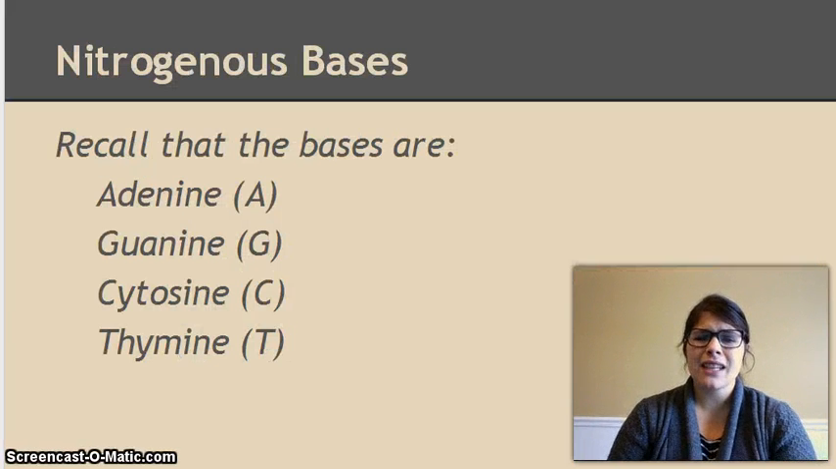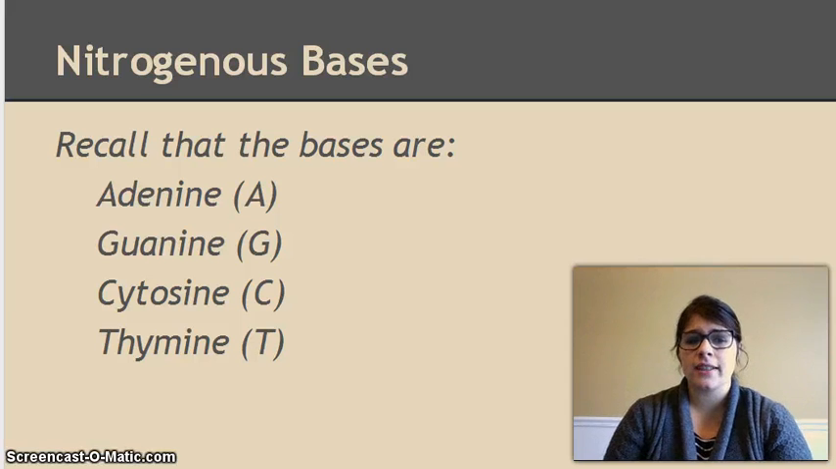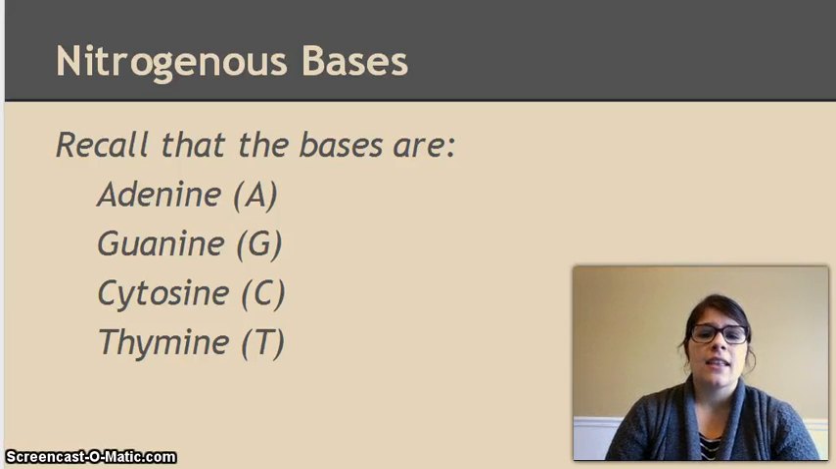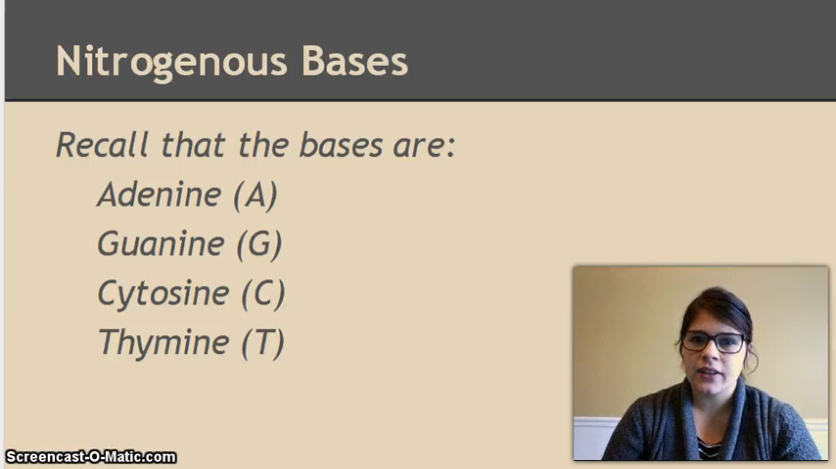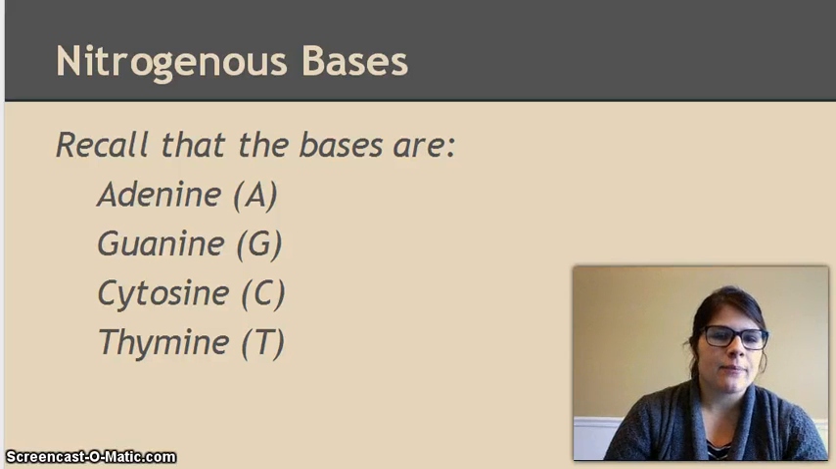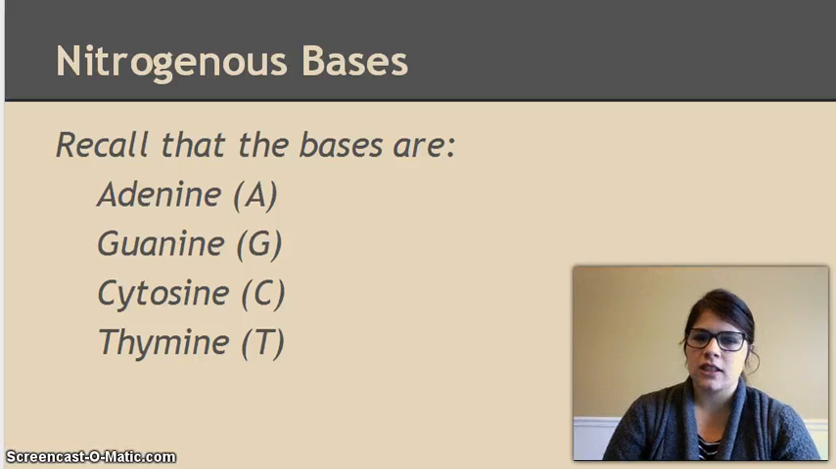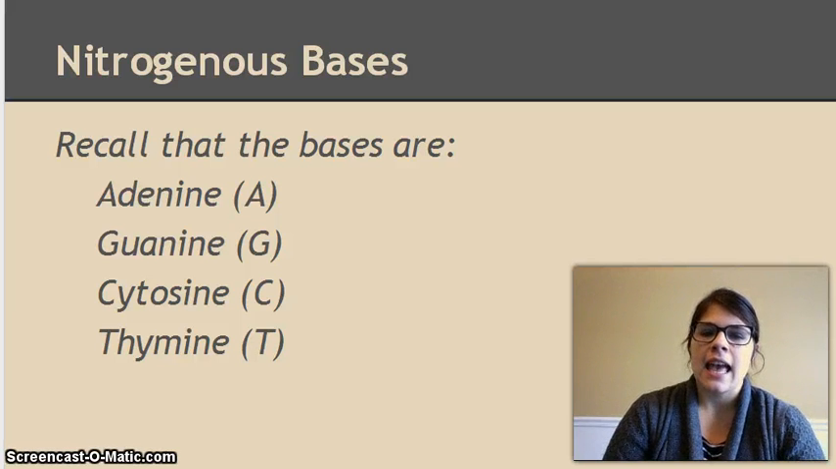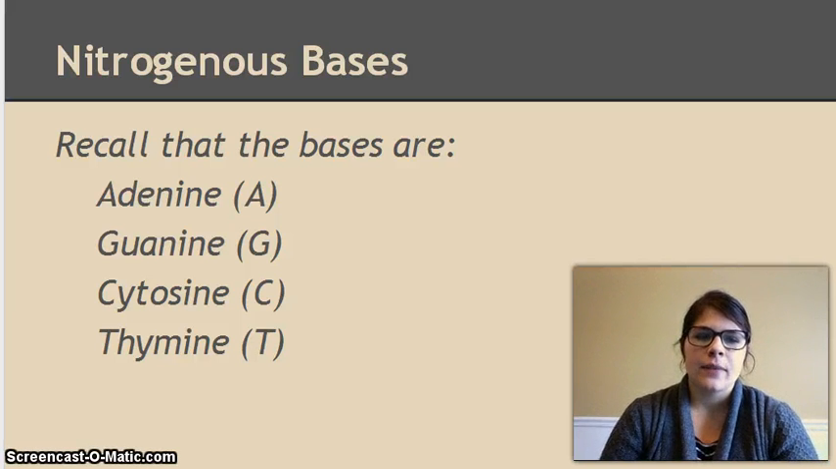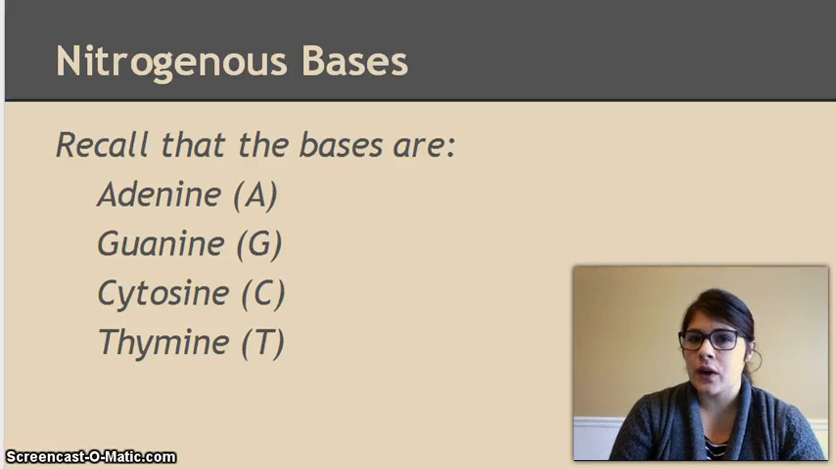I want both of those in your notes, so go ahead and take notes or take a screenshot. Now remember, we just talked about those nitrogenous bases, and the nitrogenous bases in DNA, now remember this is different than RNA. DNA and RNA are similar, but they're not exactly the same. In DNA, our bases are adenine, which is A, guanine, which is G, cytosine, which is C, and thymine, which is T. We have no U in DNA.